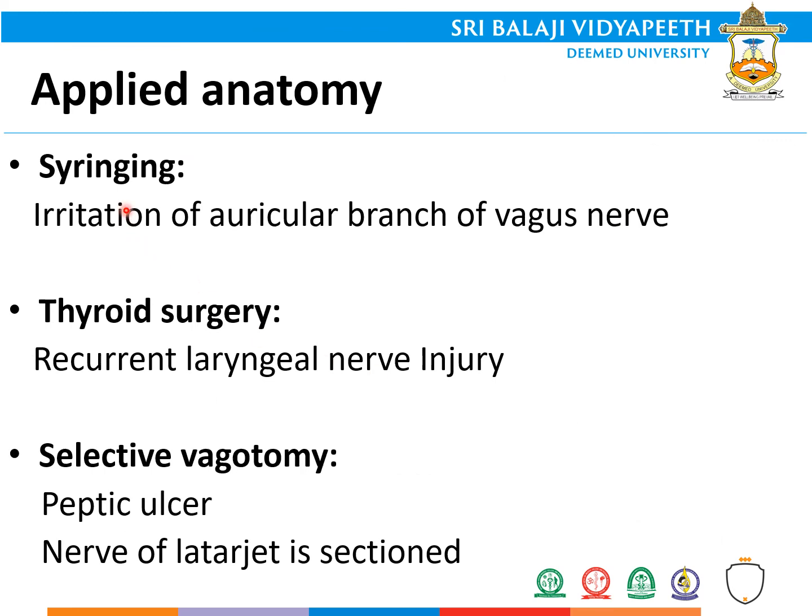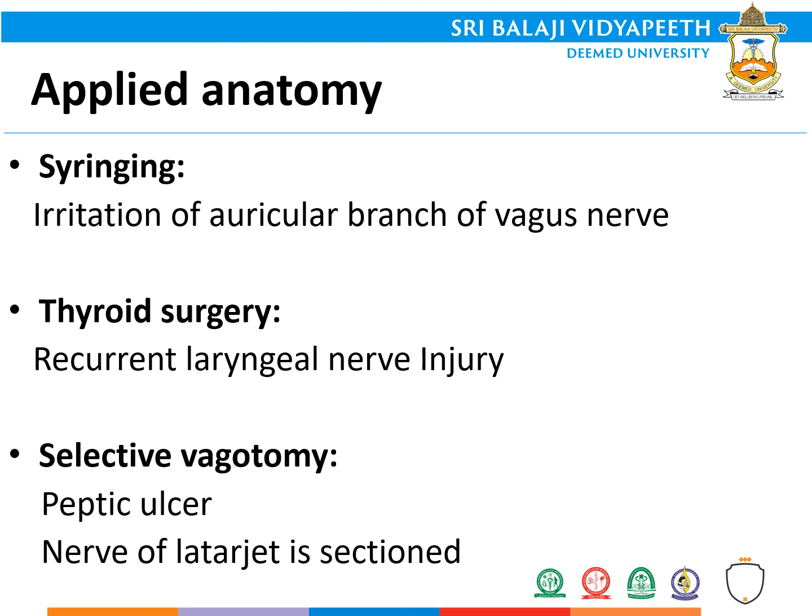And lastly, to conclude with the applied anatomy, syringing is a procedure wherein the doctor syringes water into the external ear in order to gush out any impacted wax which might be present in the external acoustic meatus. Usually we should use warm water, otherwise it could irritate the auricular branch of the vagus nerve and could initiate a cough reflex, and sometimes it could also lead to cardiac arrest.